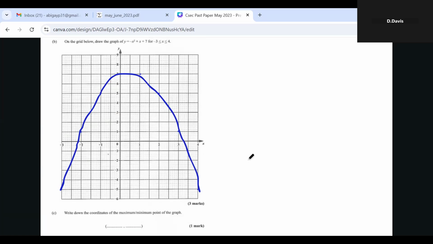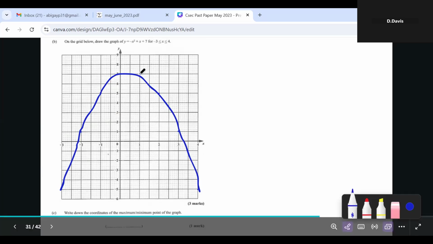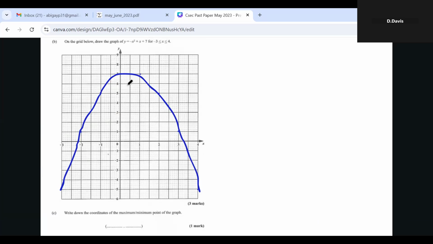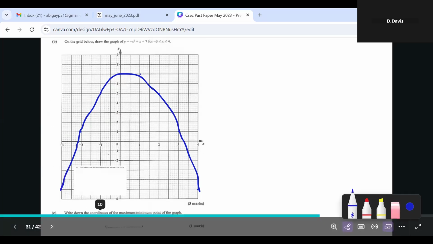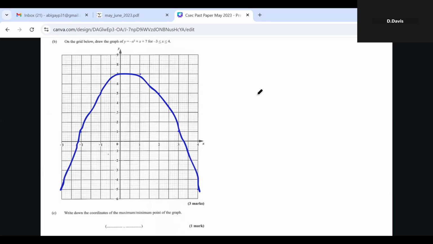So depends on your graph, it should be accurate. Whatever your graph says, that it should be. All right, so it says down here, write down the coordinate of the maximum or minimum points of the graph.